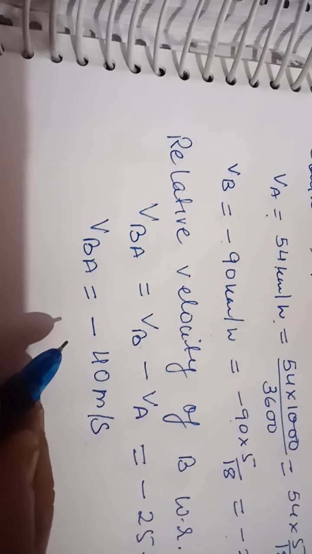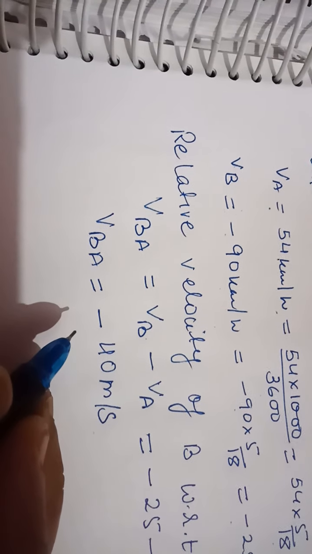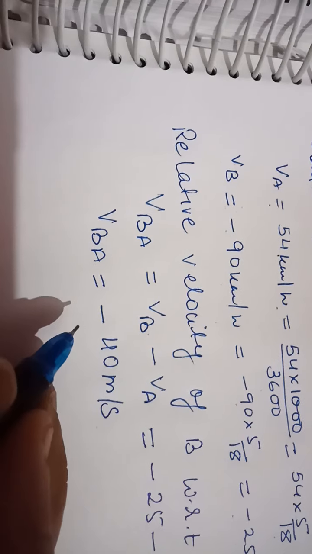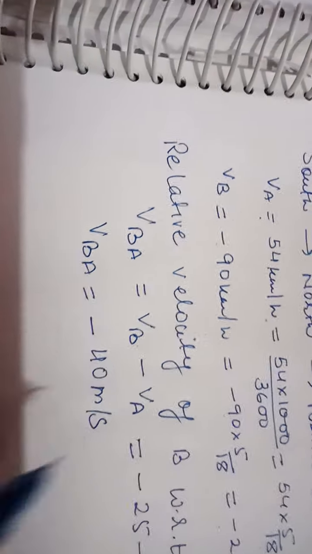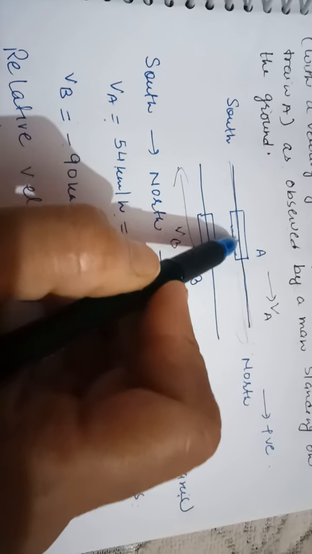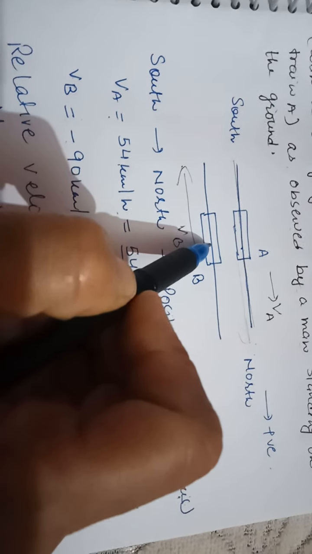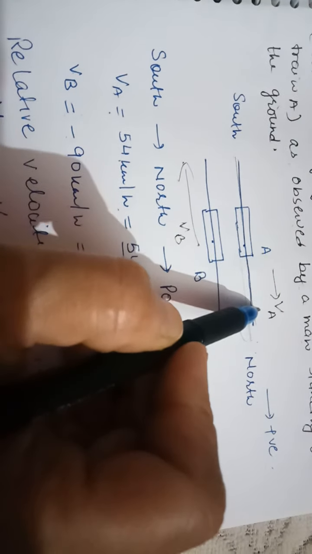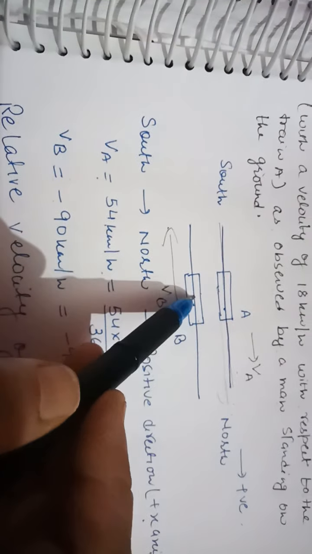This minus sign indicates that for an observer in train A, train B appears to move with a speed of 40 meter per second from north to south. Meaning the observer sitting in this train sees train B going ahead, so we got a negative velocity, which means the separation between the two will increase.